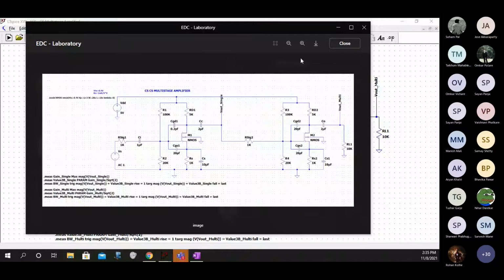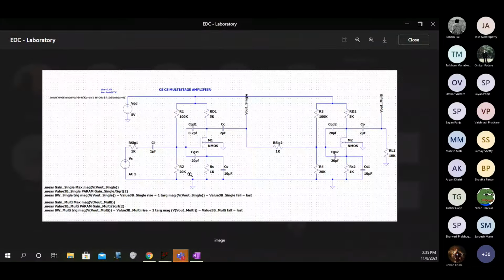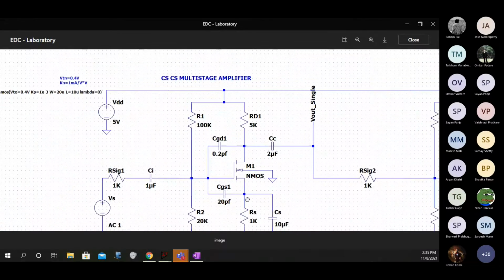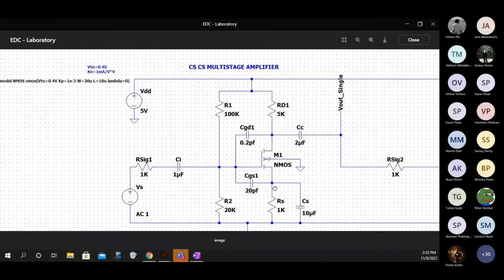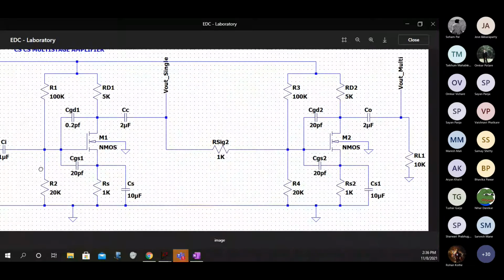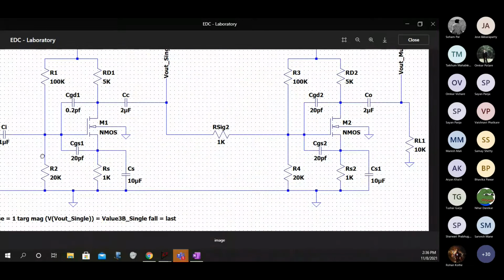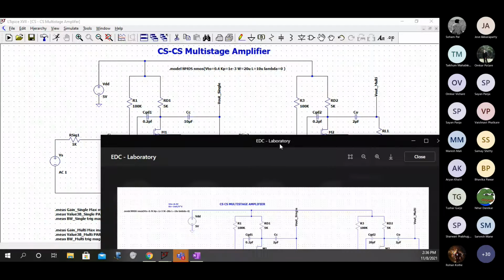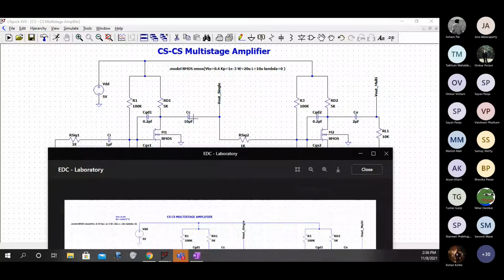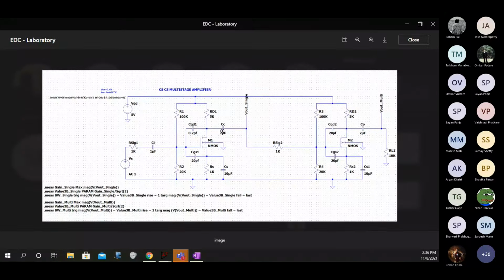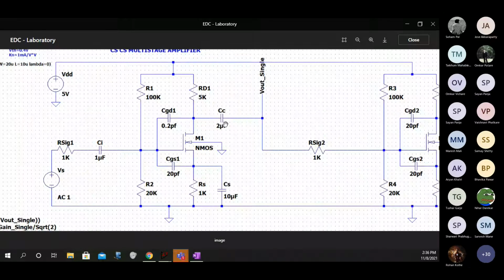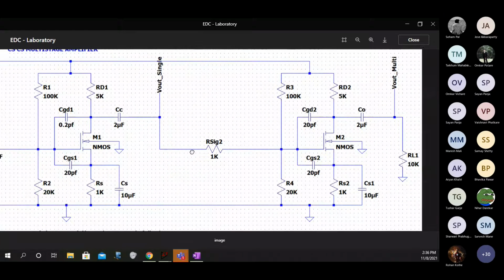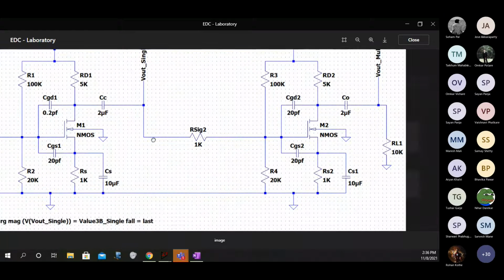Riddhi, let's check yours. Riddhi, this coupling capacitor is 10 microfarads. Huh? This is 10 microfarads. Everything else is fine.